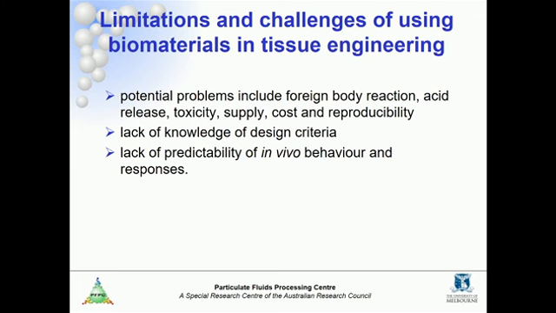And then lack of predictability in vivo. So can we predict how the body will respond to our material? How much inflammation will we get? What kind of cellular responses will we see? These things are difficult to manage, and this is part of the reason why there's still a significant amount of animal testing in the field of tissue engineering.